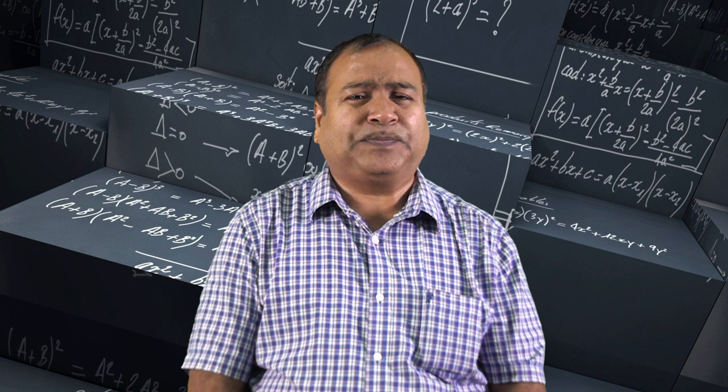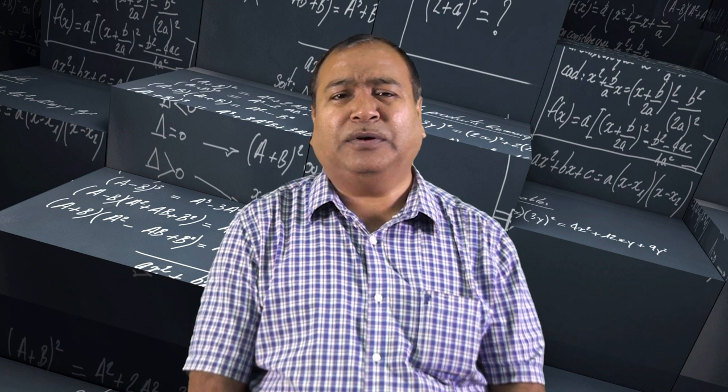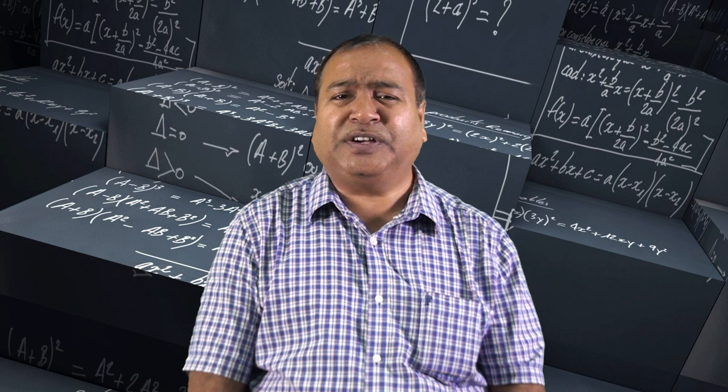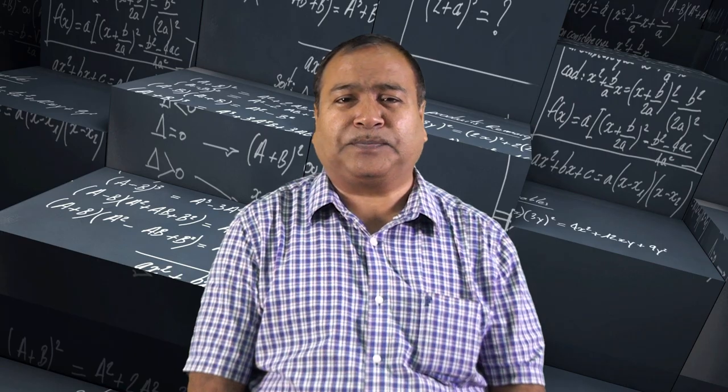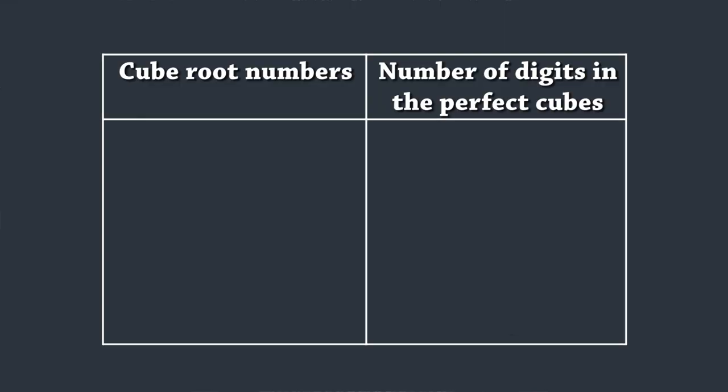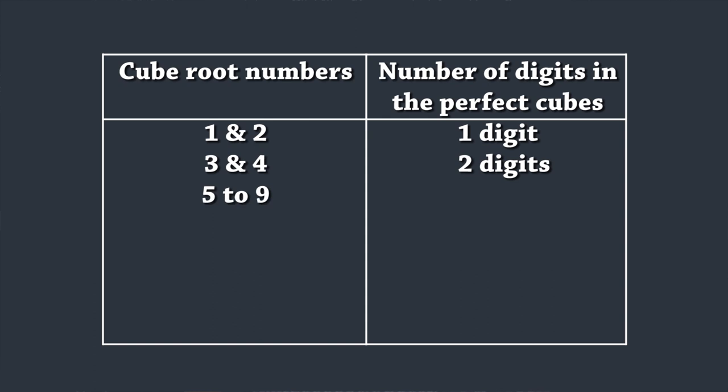The following table gives an interesting fact about the number of digits in a perfect cube number whose cube roots are from 1 to 100. Let us observe the table. In the first column, we have cube root numbers. In the second column, we have number of digits in the perfect cubes. 1 and 2 contain one digit. 3 and 4 contain two digits. 5 to 9 contain three digits.